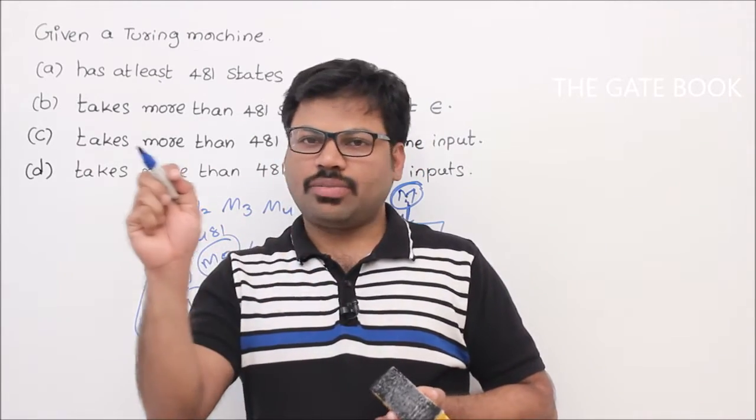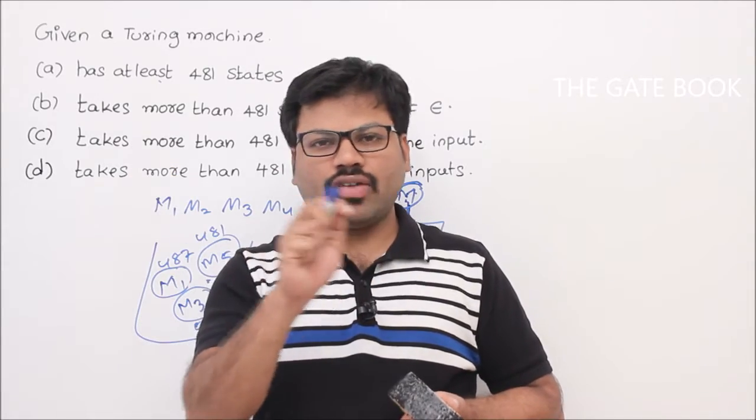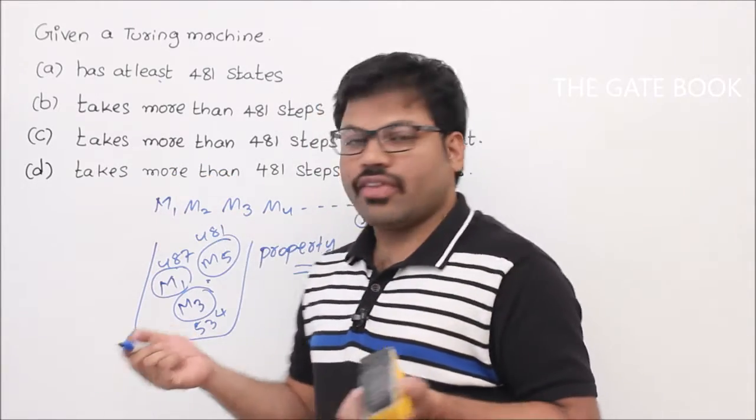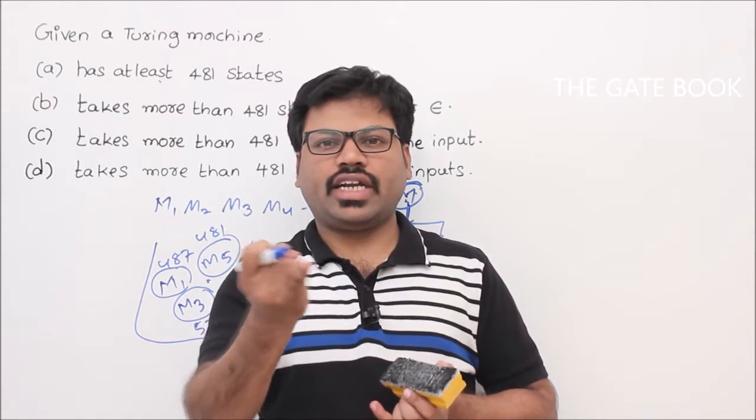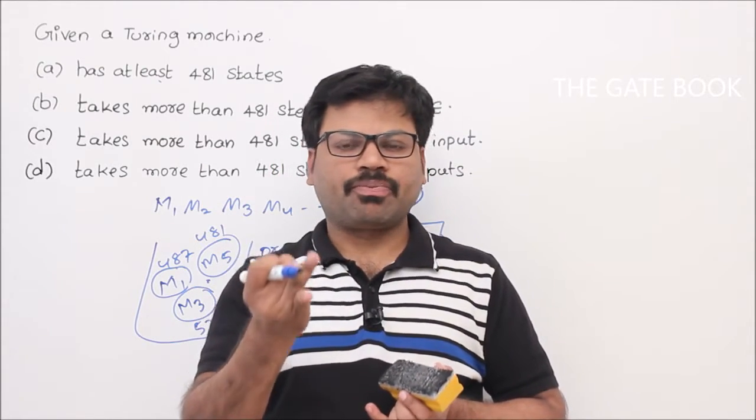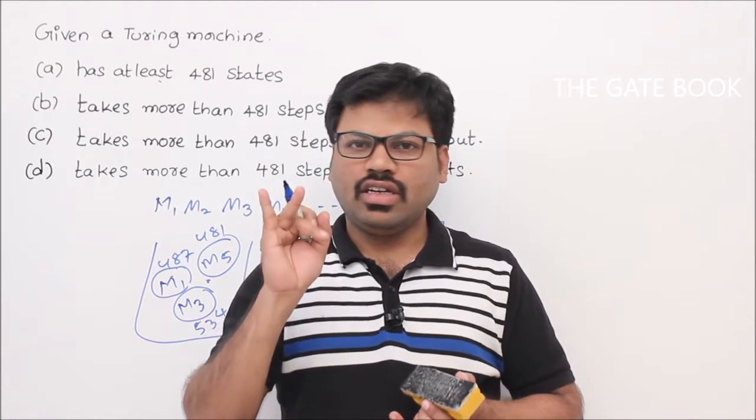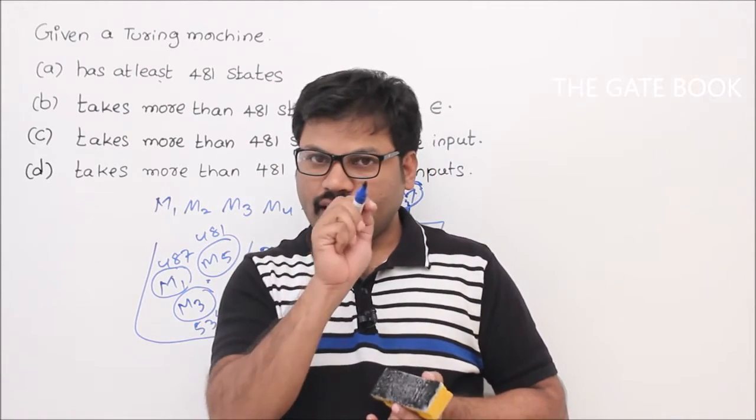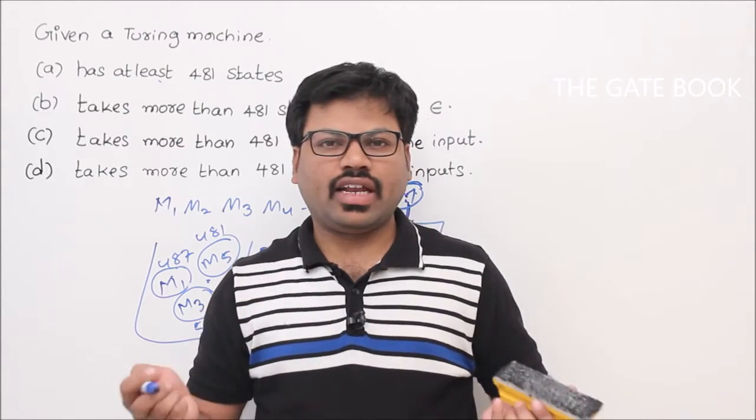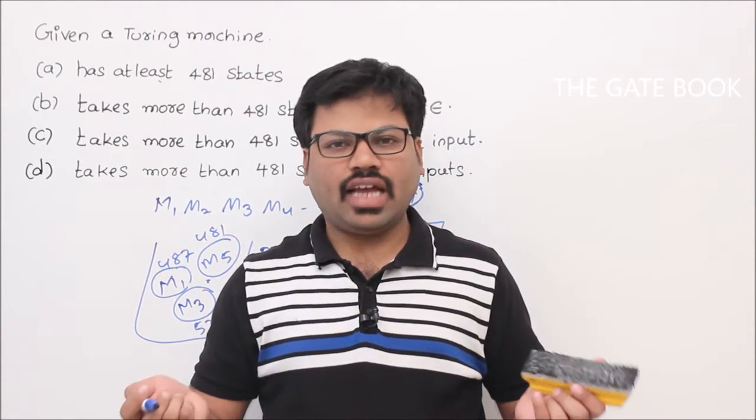I will see the description of the Turing machine. In that, the number of states will be mentioned, correct? What is the definition of a Turing machine? A Turing machine is a 7-tuple, and the number of states will be mentioned. The number of start symbols will be mentioned, the final state is mentioned, the transition function is mentioned, right? I read it. After reading it, I will realize how many states that Turing machine has, correct?